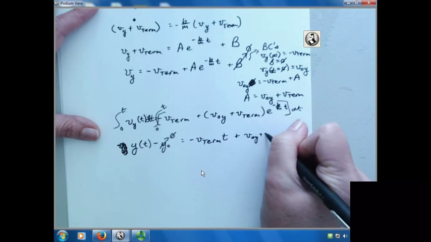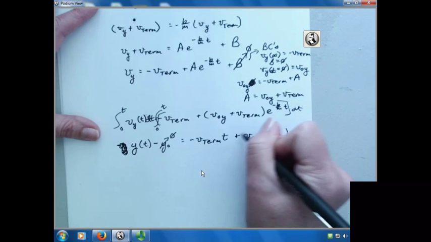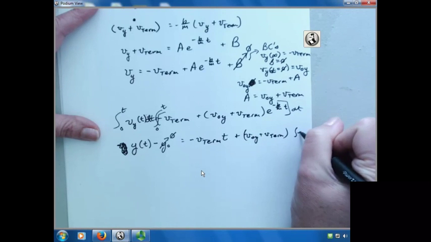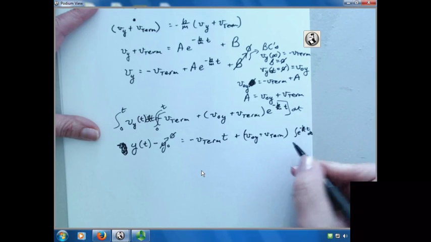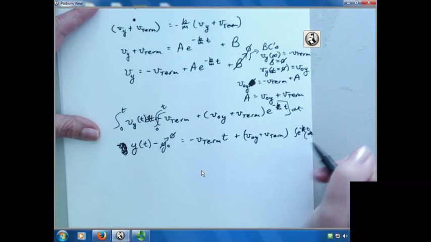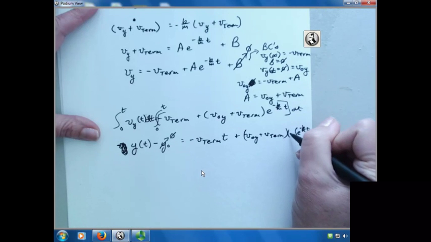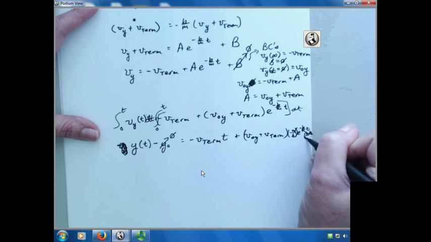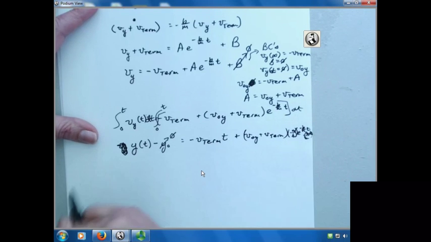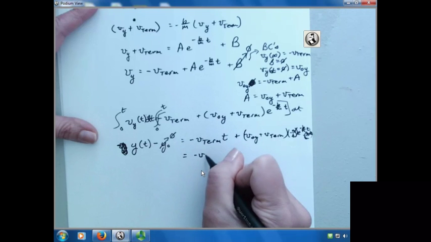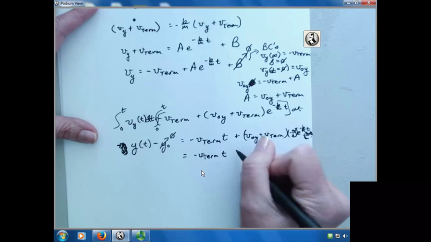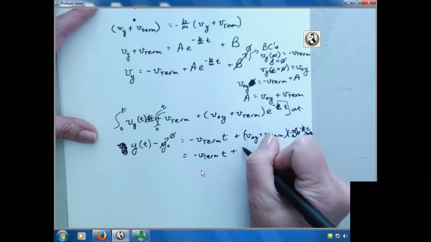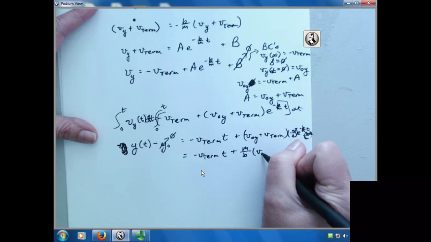V naught y plus v term, I'll pull that out front, times the integral of e to the minus b over m t dt. Now in order to make this Jacobian right, I need this to be times negative b over m. And in order to do that, I have to multiply out front by negative m over b. All right, so I've got minus v term t plus m over b, v naught y plus v term.